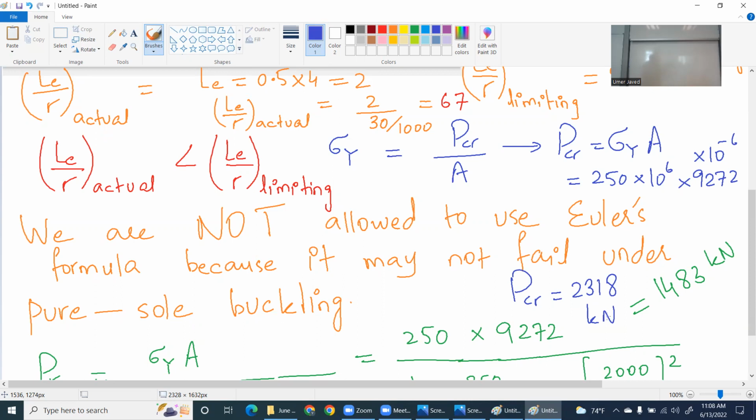Then if I have given you the proportional limit, yield limit, whatever, you will use that to find Le over r limiting. Once you are done with it, then you will find Le over r actual. If Le over r actual is greater than Le over r limiting, you are fine. You will use Euler's formula. If that doesn't happen, then you have to go through these two formulas.